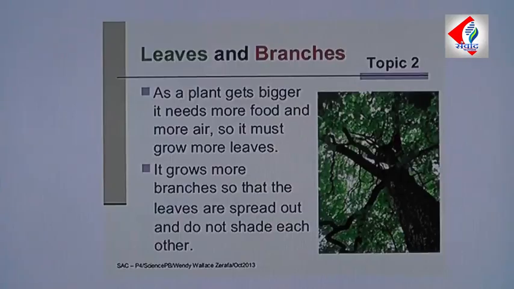Now, why do trees have so many leaves? As the plant gets bigger, it needs more food and more air. So it must grow more leaves. It grows more branches so that the leaves are spread out and they do not shade each other. Just like we make our food and we eat, similarly plants also make their own food. And who makes the food? That I will be telling you after some time.